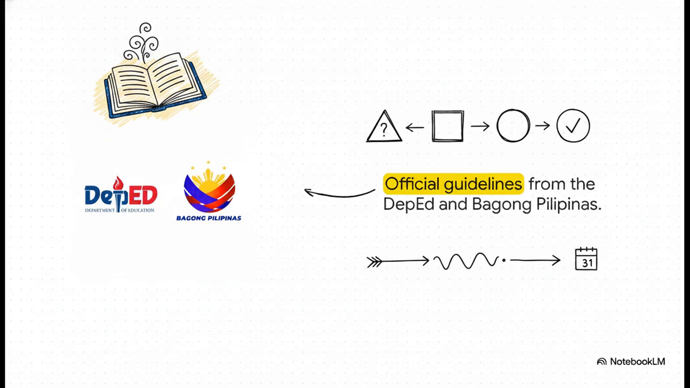Grounding our analysis today is the official Budget of Work curriculum document from the Department of Education, which proudly bears the Bagong Pilipinas seal. And let me tell you, this document isn't just a list of topics to get through. It's the definitive guide. It establishes the absolute ultimate standards for student success across the entire year. It literally tells us exactly what students need to know, when they need to know it, and exactly how they're going to prove they've learned it.